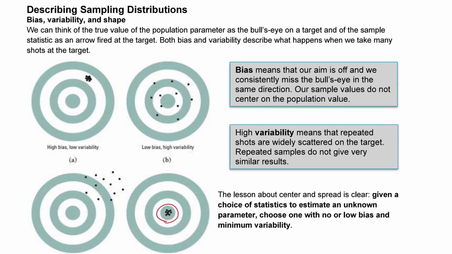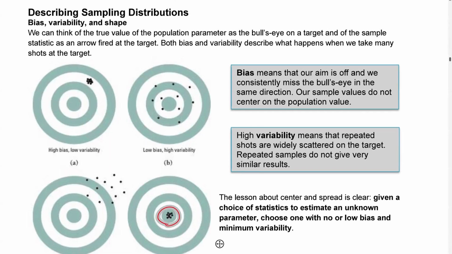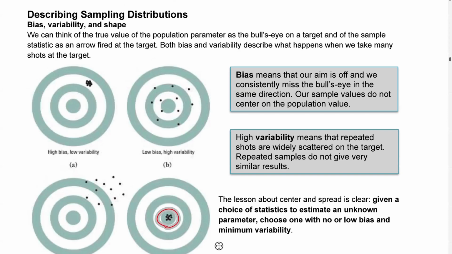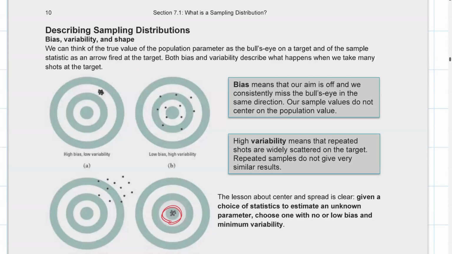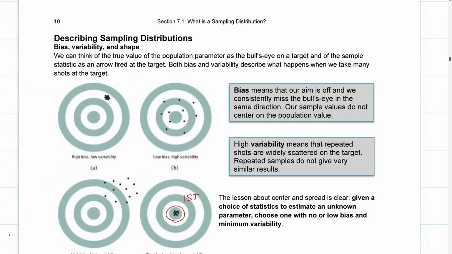Okay? If we have a second choice, this is our first choice. If we have a second choice, our second choice is to have low bias but higher variability. We would prefer to be around the right answer, but variable. We don't want that. Low variability and high bias, that's no good for us. We're going to give a very, very confident answer, and that answer is going to be wrong.